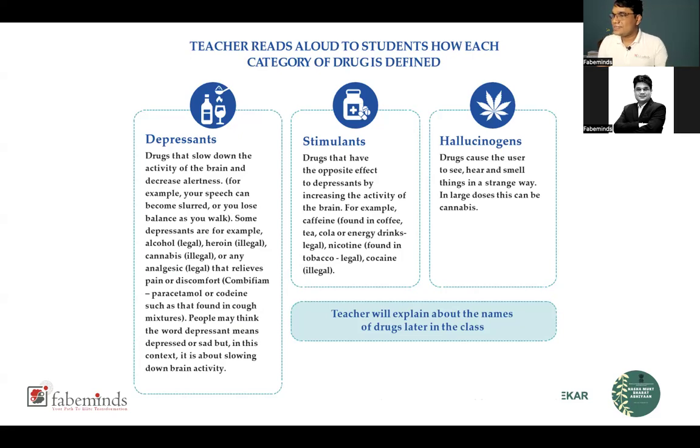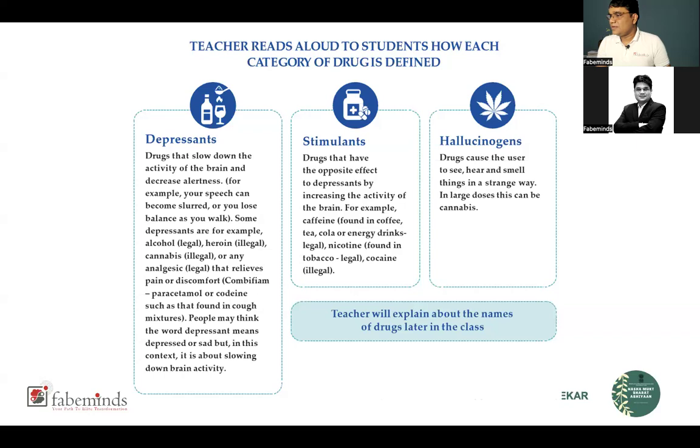Stimulants are drugs that have the opposite effect to depressants by increasing the activity of the brain. For example, caffeine, found in coffee, tea, cola, or energy drinks. Those are legal ones. And nicotine found in tobacco, that is also legal, and cocaine, that is illegal. So hallucinogens, you can see, are drugs that cause the user to see, hear, and smell things in a strange way.